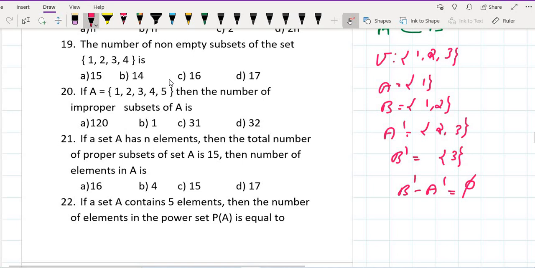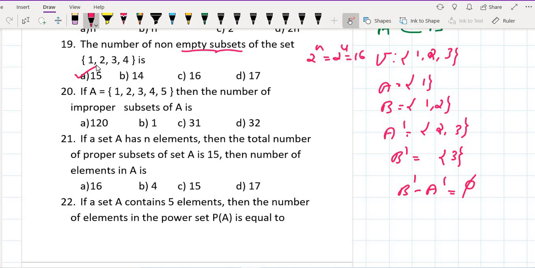Consider question number 19. The number of non-empty subsets of the set 1, 2, 3, 4 elements are there. Number of non-empty subsets. Remember, number of subsets is 2 to the power n, that is 2 to the power 4, that is 16. In that, 1 is improper, remaining 15 are proper. But here, it is not proper and improper, it is non-empty. One empty set is there always, right? Empty set is the subset of all the sets. So, if you remove that empty set, what is remaining out of 16? So, 15 remains. So, answer is A.